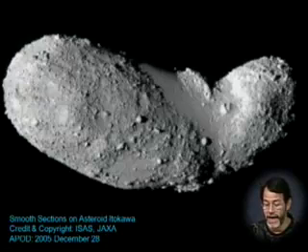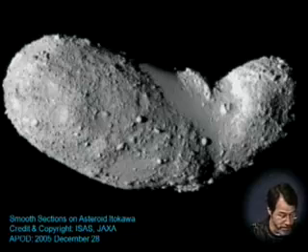For one thing, when you look at it, your first question is, where are the craters? This is an asteroid. Where are the craters? It's a 500-meter asteroid. So this is 500 meters.